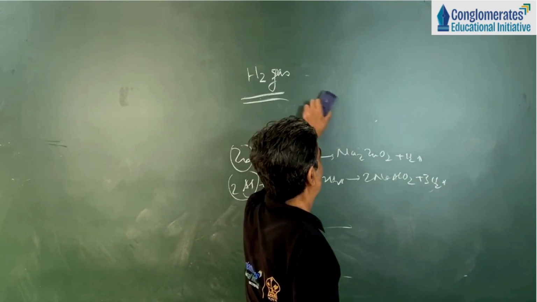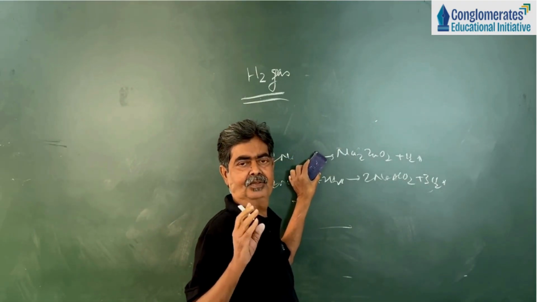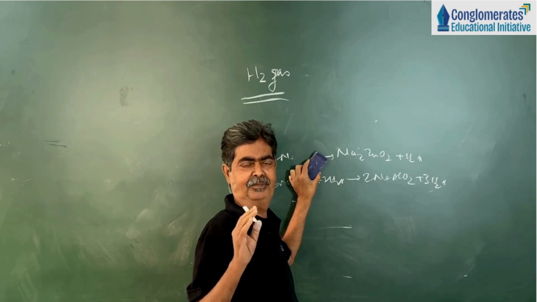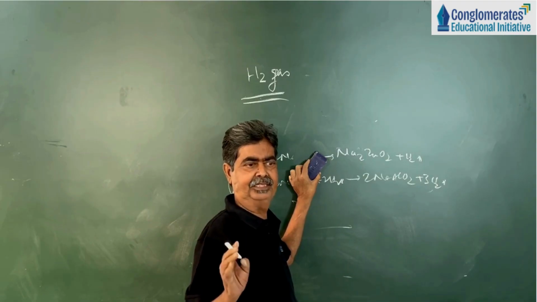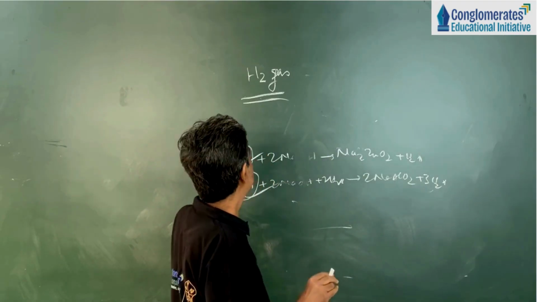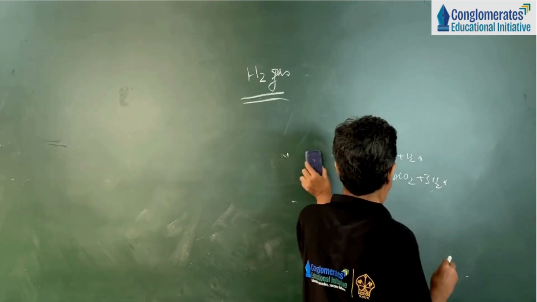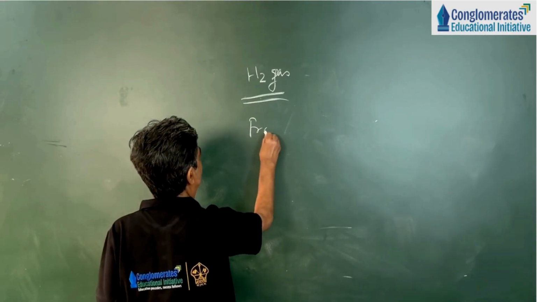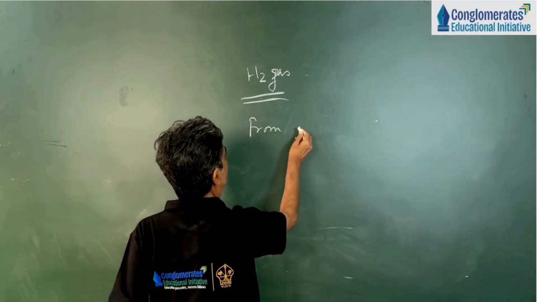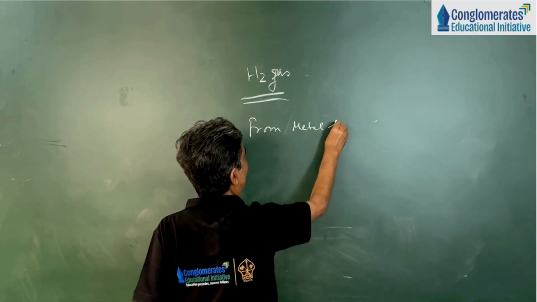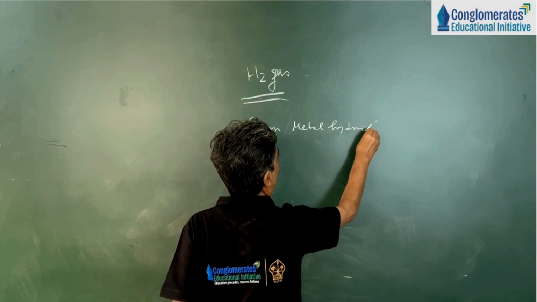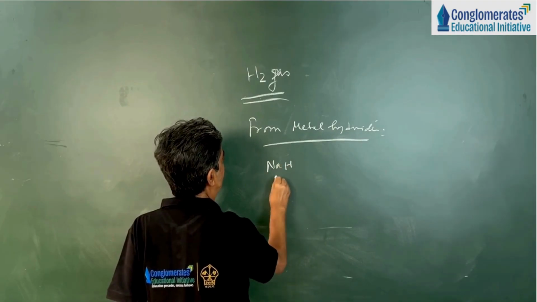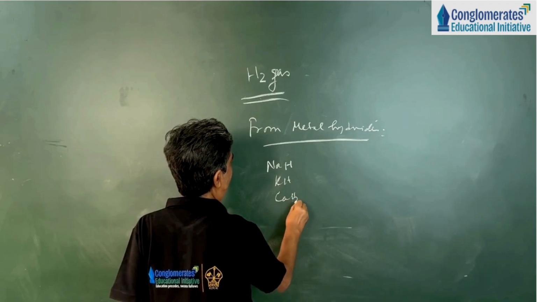Next part, we first discussed the water from which we get hydrogen gas. From dilute acids, we get hydrogen gas. From alkali, we get hydrogen gas. Next part will be from metal hydride. Metal hydrides like sodium hydride NaH, potassium hydride KH, calcium hydride CaH2.